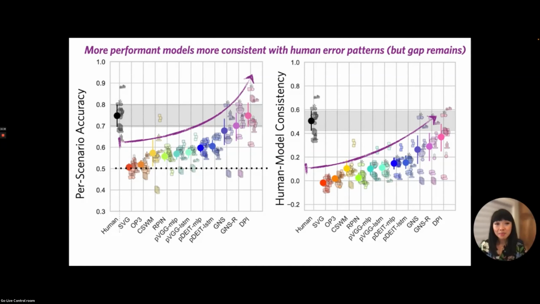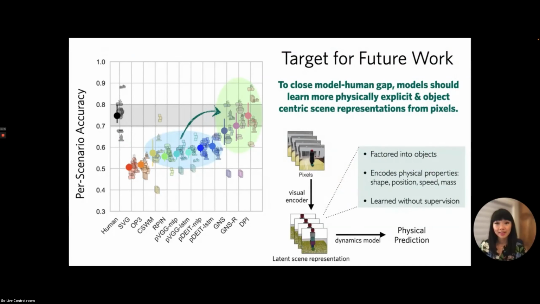However, while some of the particle input models achieved human-level accuracy, there remains a significant gap to close to achieve human-like physical prediction. Taken together, these results suggest that a model's latent scene representation is critical to its prediction ability. We think then that a crucial open problem in physical understanding is building models that learn to abstract out an explicit physical scene representation from pixel inputs.